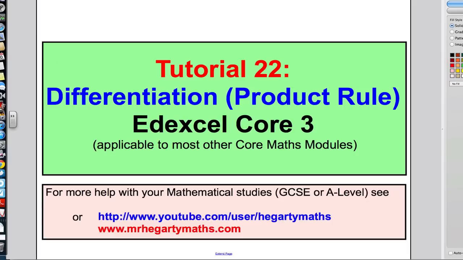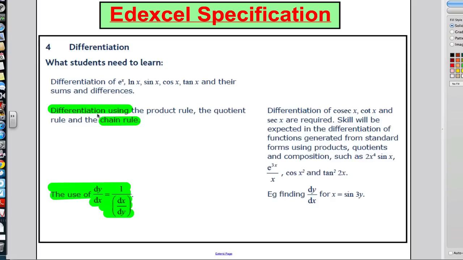Just taking a look at the scheme of work as always, we have talked about the chain rule and we have used the fact that dy by dx is the reciprocal of dx by dy. What we're going to do in this video is learn about the product rule and use that to be able to differentiate a whole new set of functions.